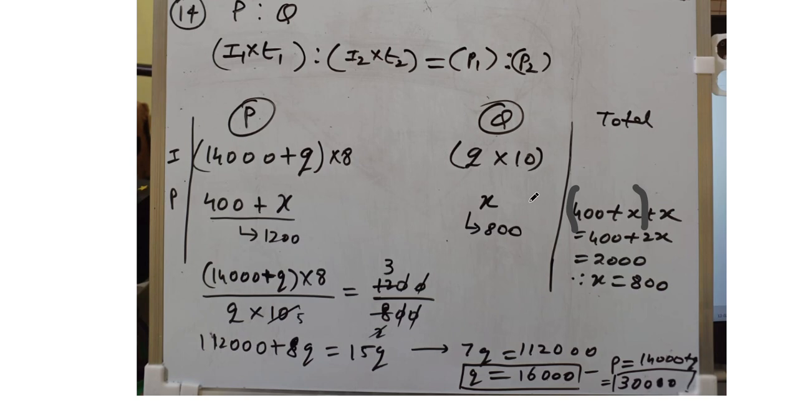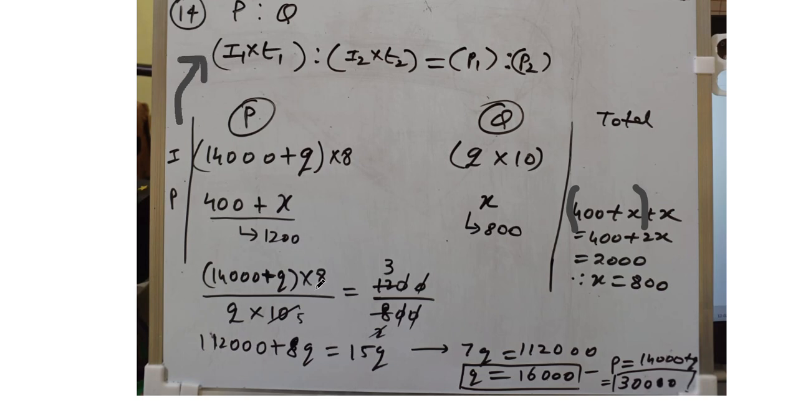And when we substitute the value of X in the profit, we will get Q's profit is 800, and P's profit is 400 more than Q's profit, which is 1200 rupees. Okay, now we know this data. Let us apply this data in the equation we have devised first.